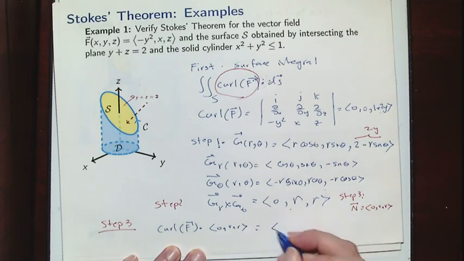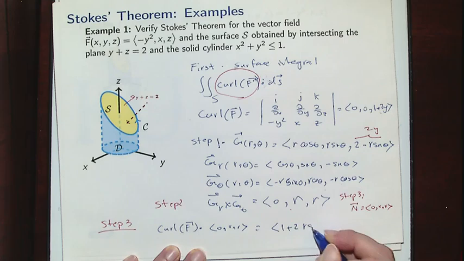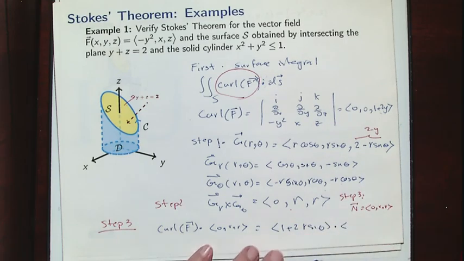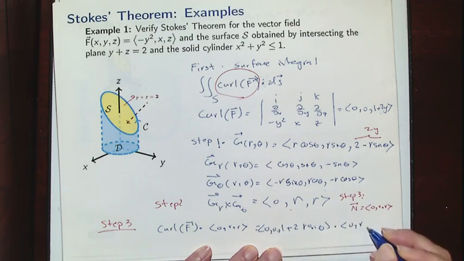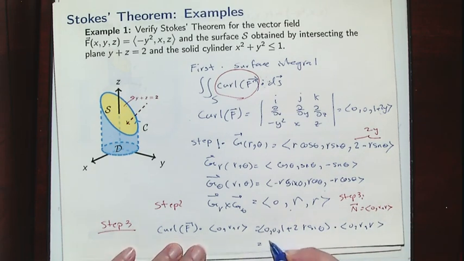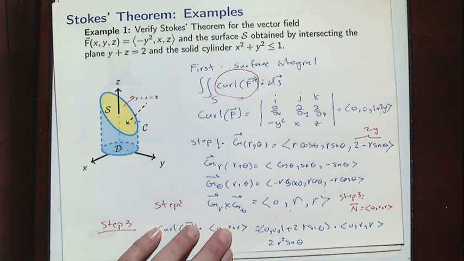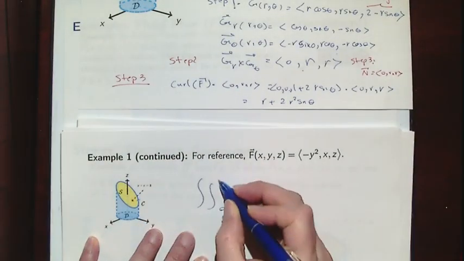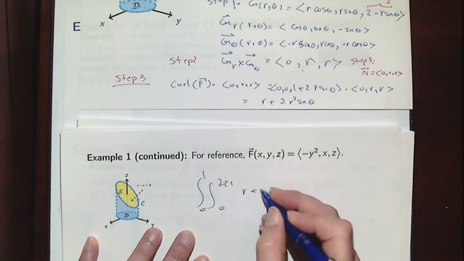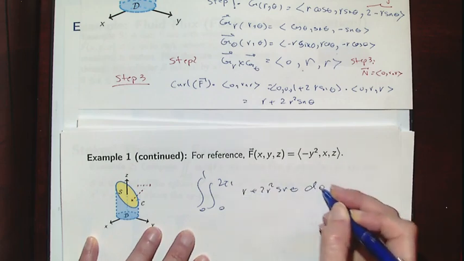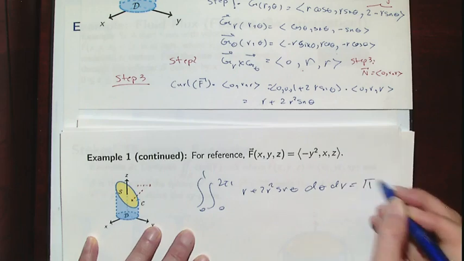And then curl of f dot n. Curl of f is 1 plus 2 r sine theta, dot 0, 0, and 1, dot 0, r, and r, which is going to be 2r squared sine theta plus r. If I integrate this, what do I get? 0 to 2 pi, 0 to 1. It is going to be pi.